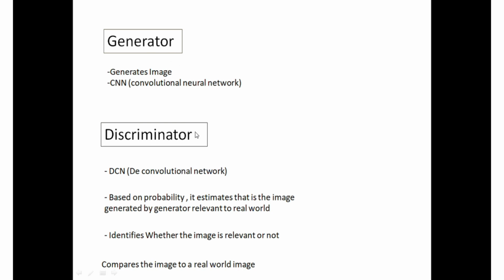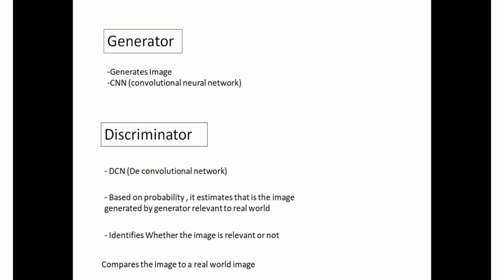So the purpose of generator is it is basically a convolutional neural network. And what is a convolutional neural network? It is basically a neural network that is used to generate images. It consists of an encoder and a decoder. The function of encoder is to encode the image, to process the image and convert it into a noise. And then the decoder converts that noise into an image.